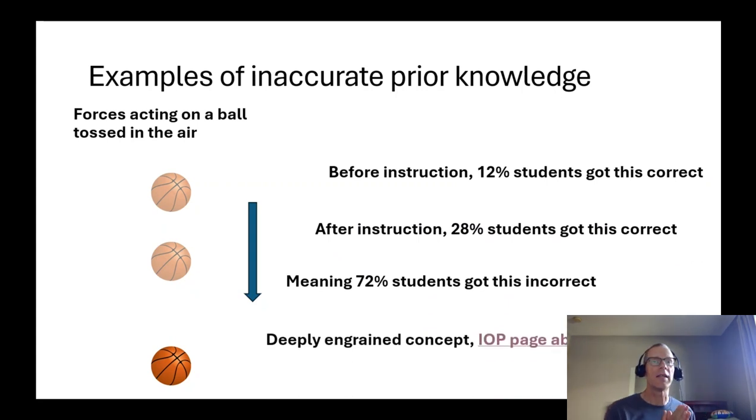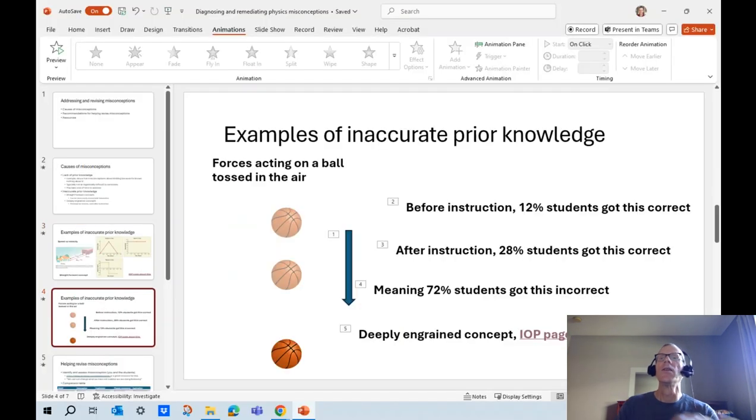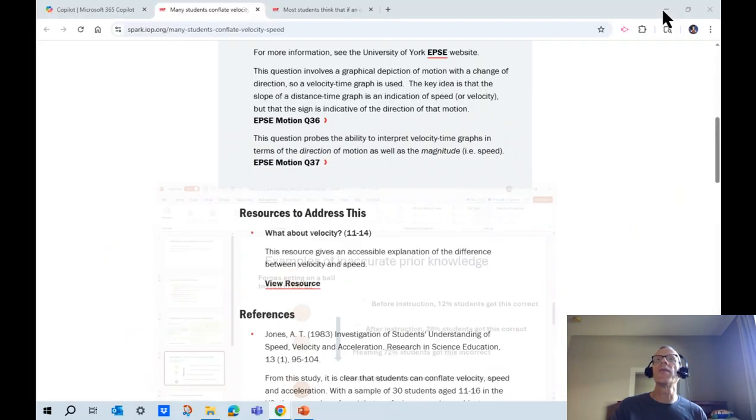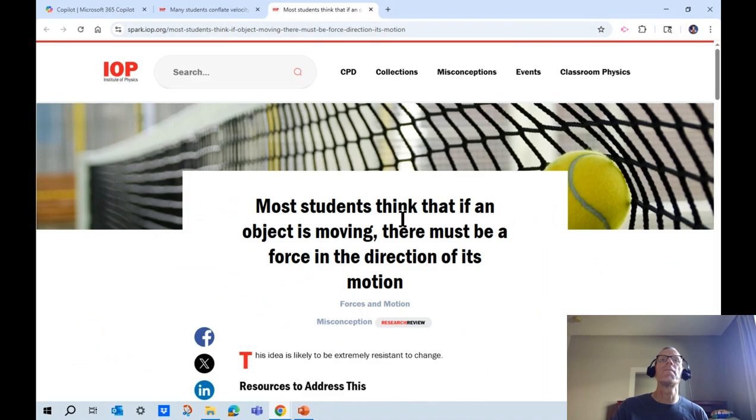So this is definitely defined then as a deeply ingrained concept. Still, a lot of students have this belief. In fact, nearly 2/3 of a good collection of college students. So there's an IOP page about this as well. Most students think if an object is moving, there must be a force in its direction of motion. So when the ball's going up, the force must be up. When the ball's coming down, the force must be down.